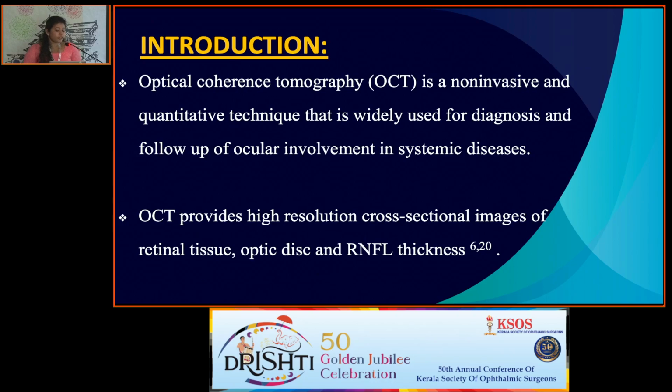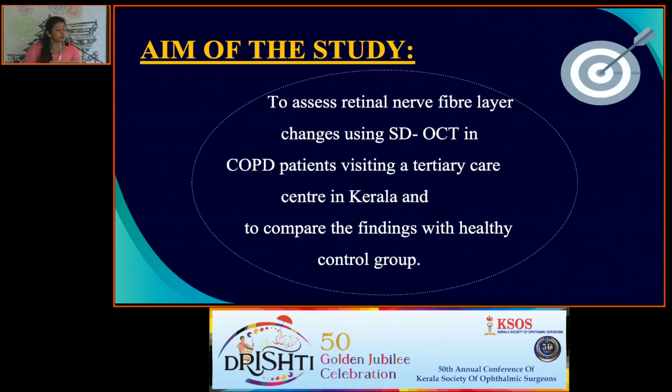Optical coherence tomography is a non-invasive and quantitative technique that is widely used for diagnosis and follow-up of ocular involvement in systemic disease. It provides high-resolution cross-sectional images of the retina, optic disc, and RNFL thickness. The aim of my study was to assess the retinal nerve fiber layer changes using ST-OCT in COPD patients visiting a tertiary care center in Kerala and to compare the findings with a healthy control group.